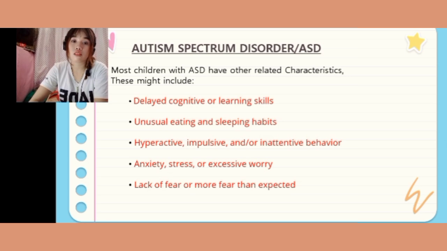And we have anxiety, stress, or excessive worry, and lack of fear or more fear than expected. So these are the characteristics under autism spectrum disorder. So there are three functional levels of autism.